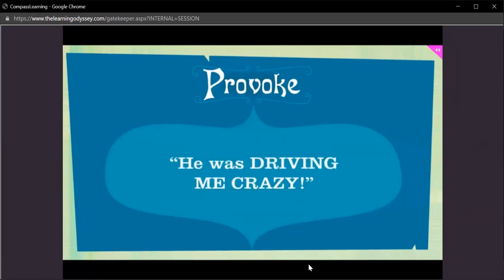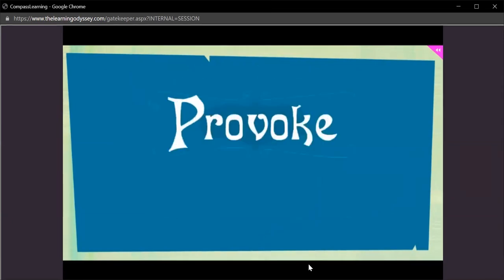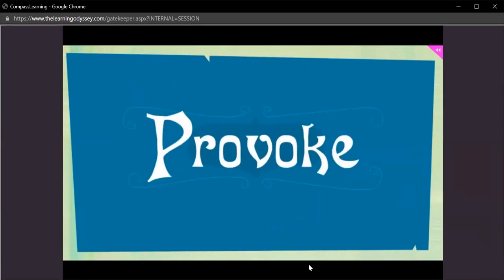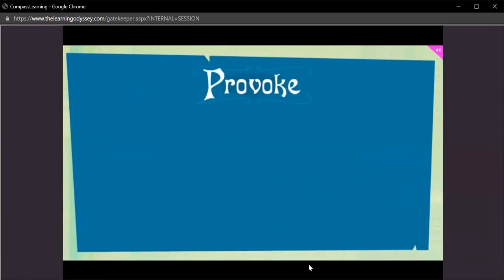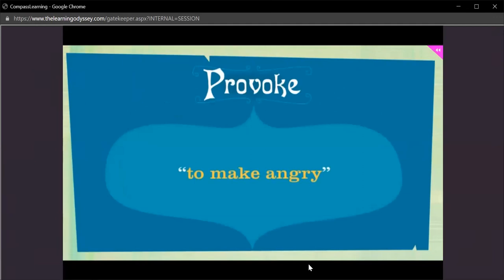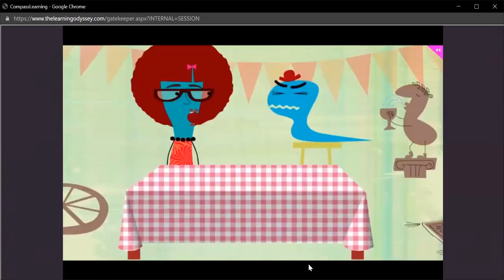I see. Well, this word is pronounced provoke. Provoke. It's maddening. And the definition of provoke is to make angry. Well, that guy sure made me angry. I could barely contain the volcano of fury that is built up inside of me. Okay, maybe if you count to 10 slowly, you'll relax a little.